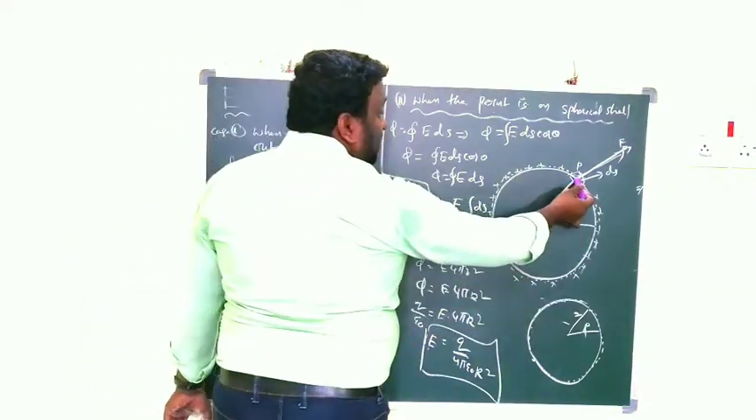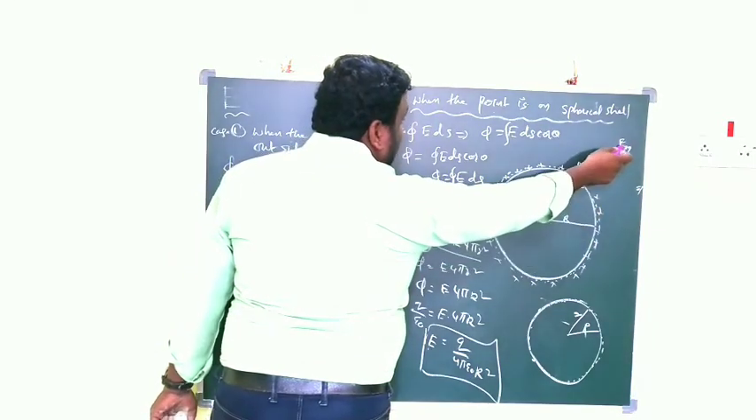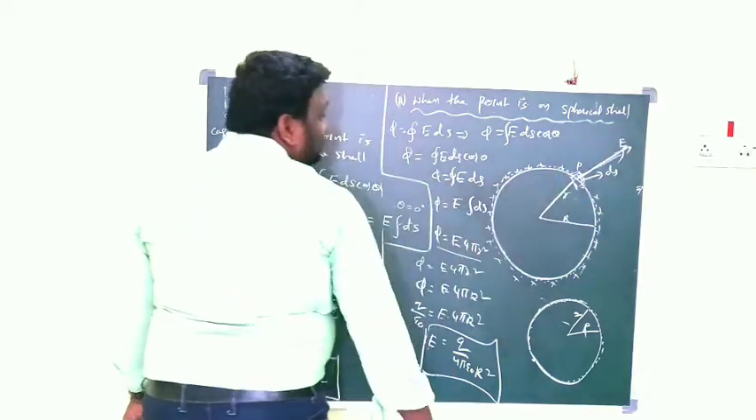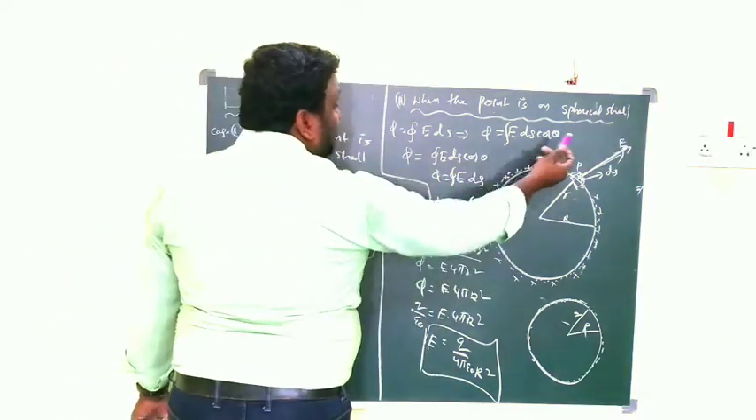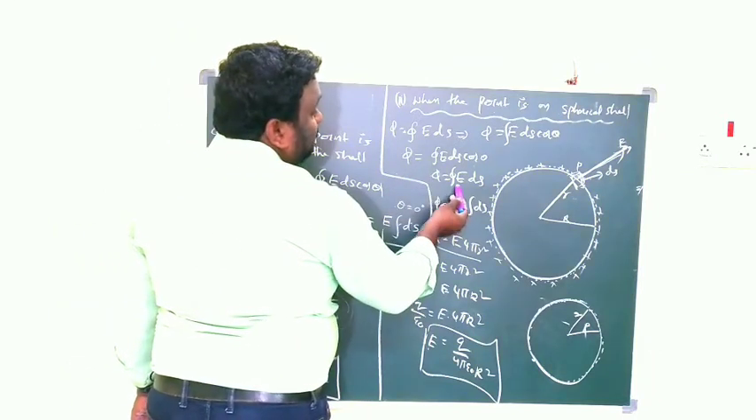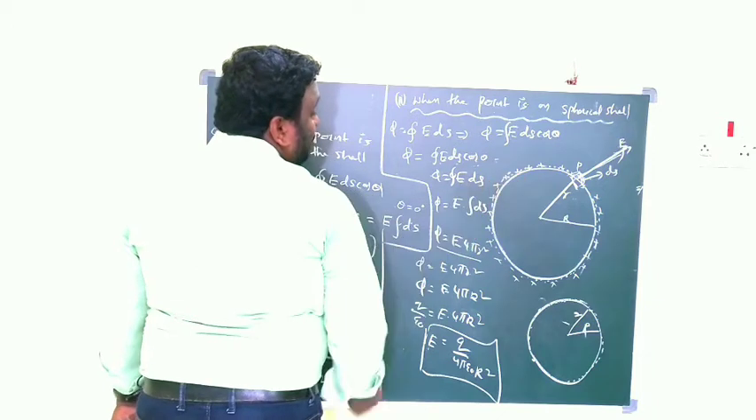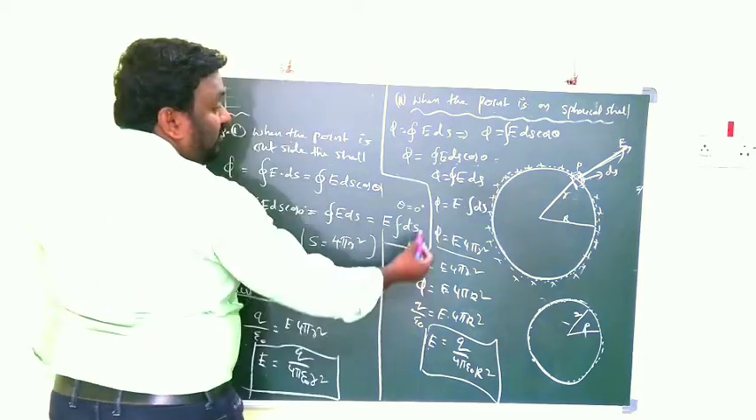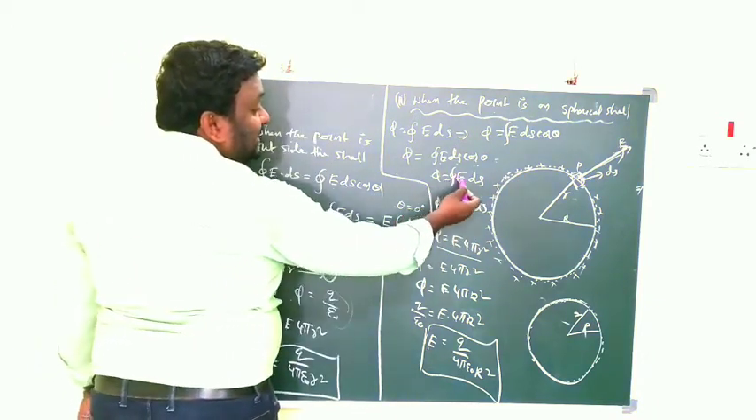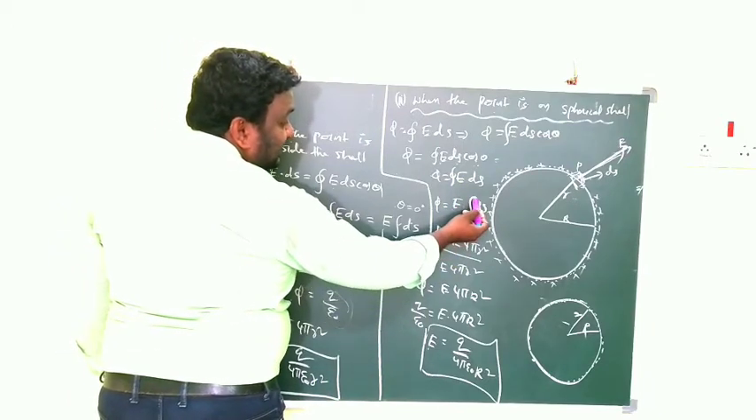At that point P, E and dS, this is the small element of surface and this is the electric field direction. Both are in the same direction. That's why, when they are both in the same direction, the angle is 0. Then phi is equal to integral E dS cos theta. Cos 0 means 1. So phi is equal to closed integral E dS. So again phi is equal to E into integral dS.